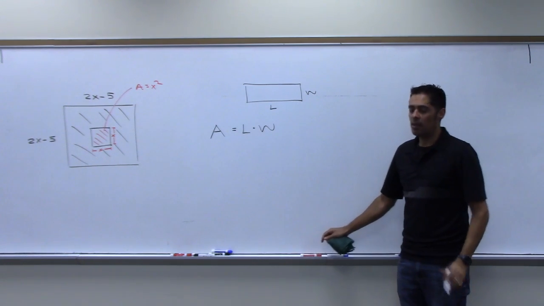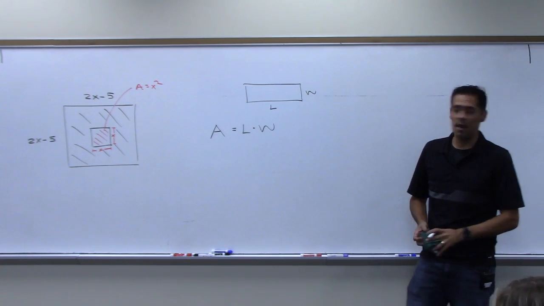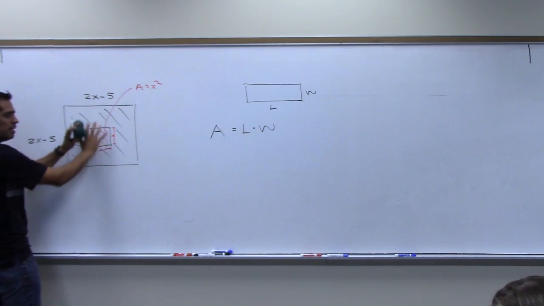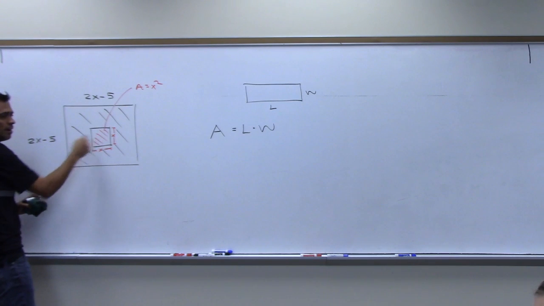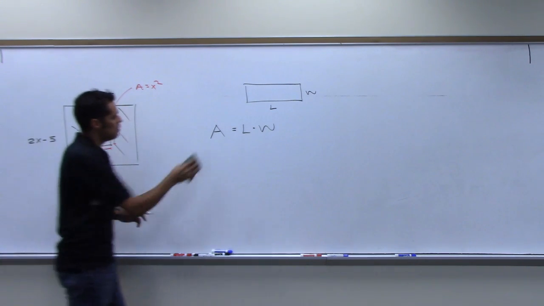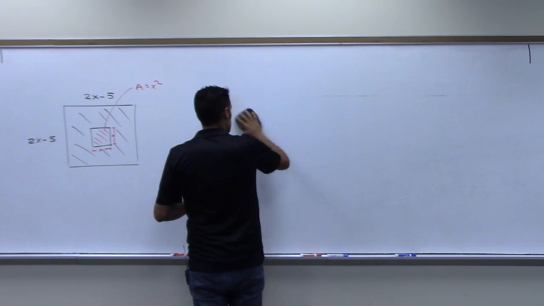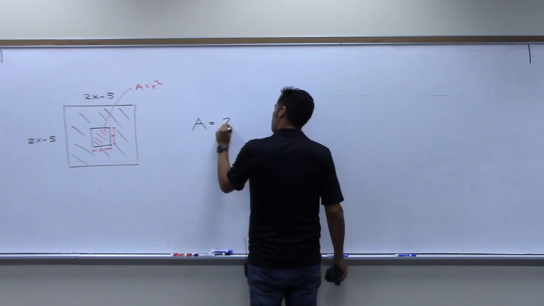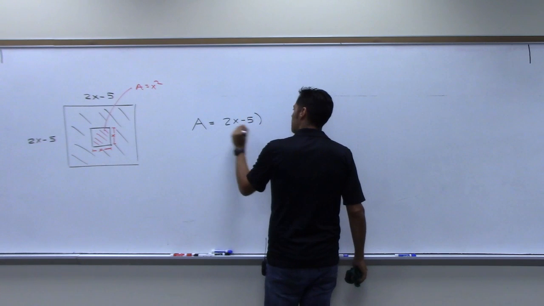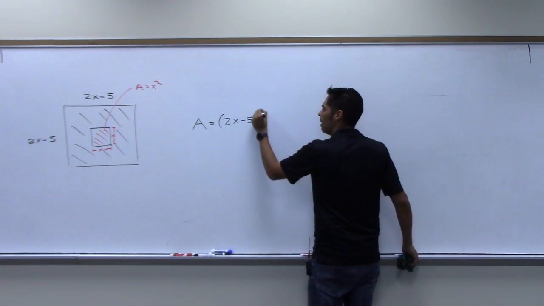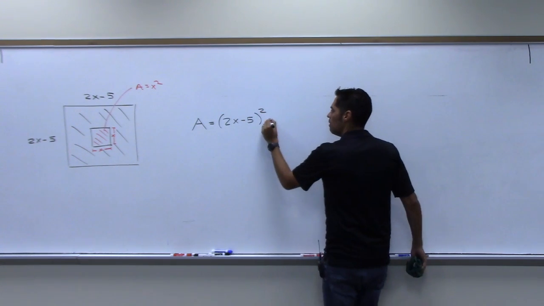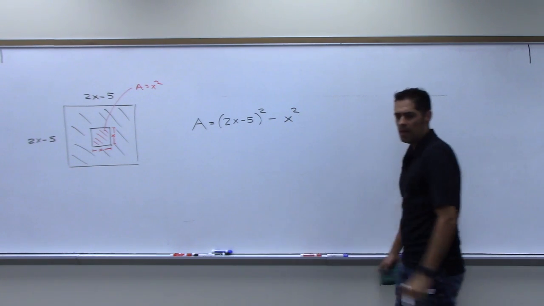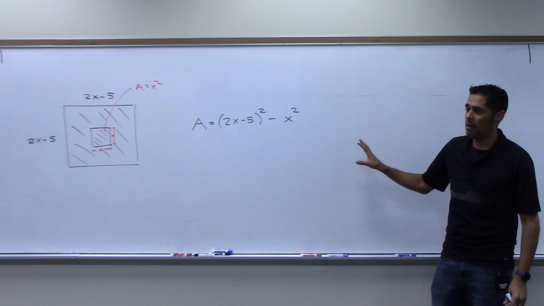So if I want the area of the shaded region, what I need to do is find the area of the whole thing and then subtract from it the area of the red thing. And that's what I'm going to write down. So the area total will be the area of the entire thing, which we said was this times itself, right? I'm going to put squared. Minus the red part, which is x squared. Now that is a formula for the area.